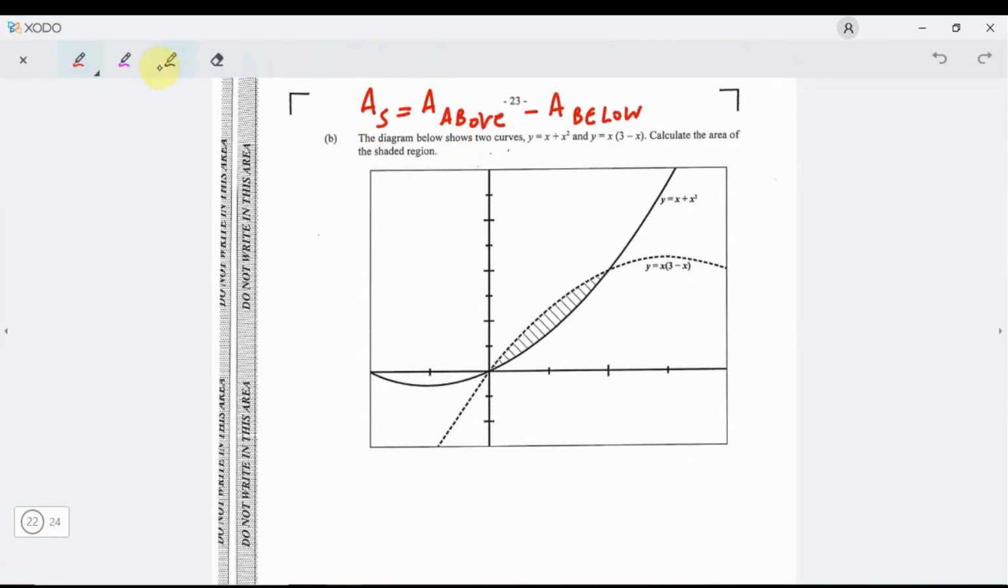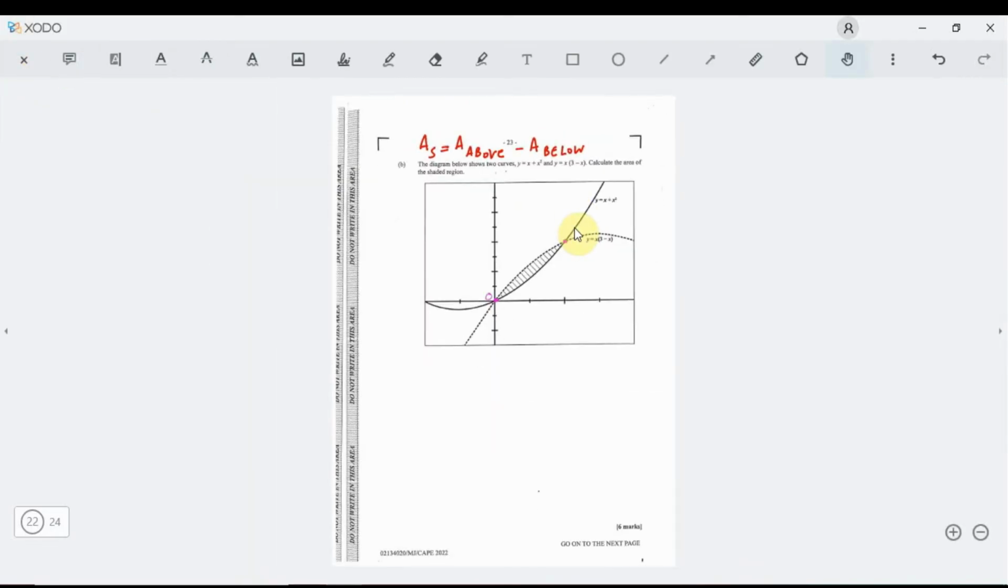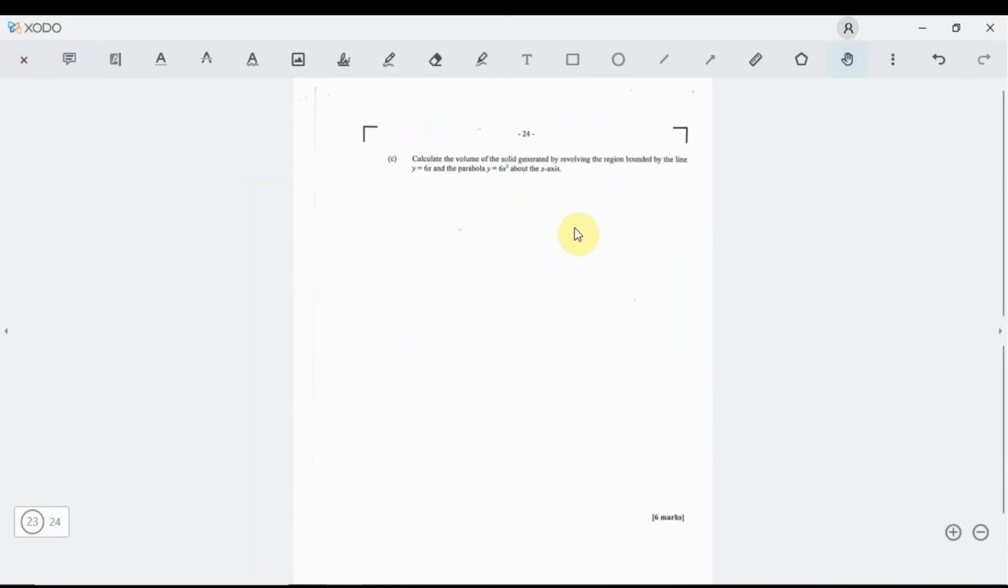The curve that is above is, well, first thing is they didn't give us the points. Well, they did give us 1 point of intersection. They tell us the origin is 0, but we don't know which point of intersection this is. So first, finding the points of intersection.